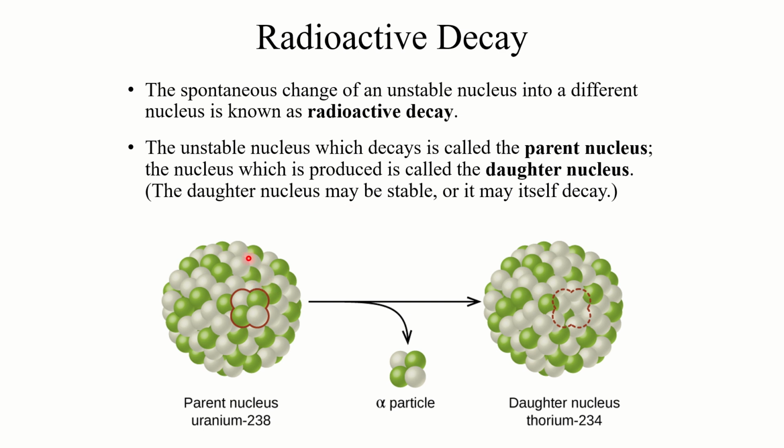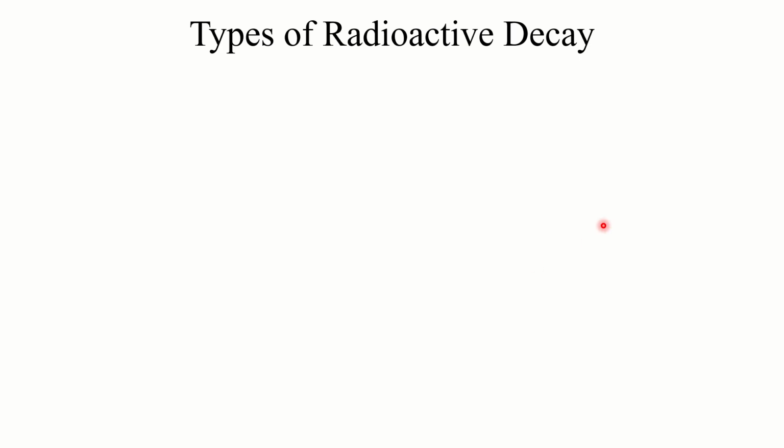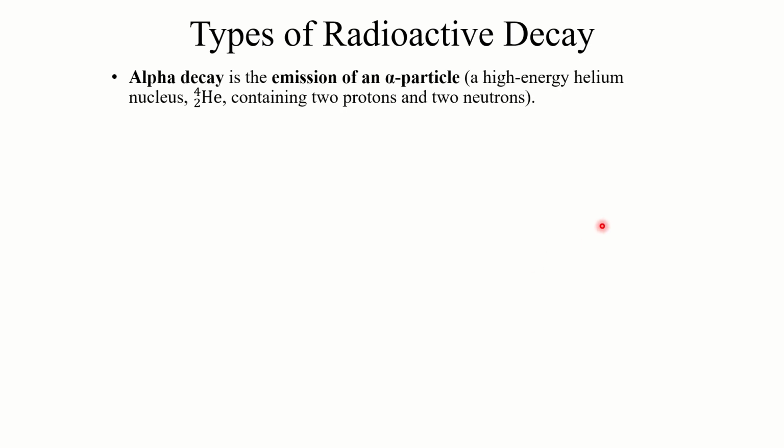So for example, if we had a parent nucleus of uranium-238, which decays via alpha particle radiation, or alpha particle decay, we lose an alpha particle, and the daughter nucleus would be thorium-234. So we see this alpha particle breaks off, leaving thorium-234. There are various types of radioactive decay. As previously mentioned, there is alpha decay, which is the emission of an alpha particle, a high-energy helium nucleus containing 2 protons and 2 neutrons.